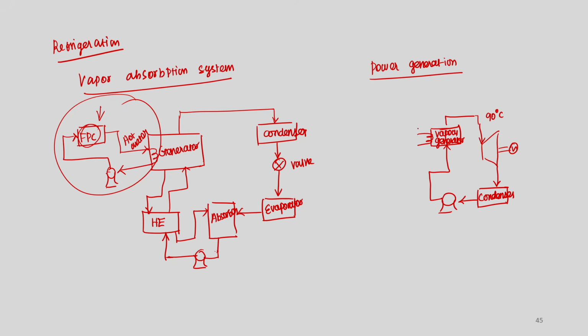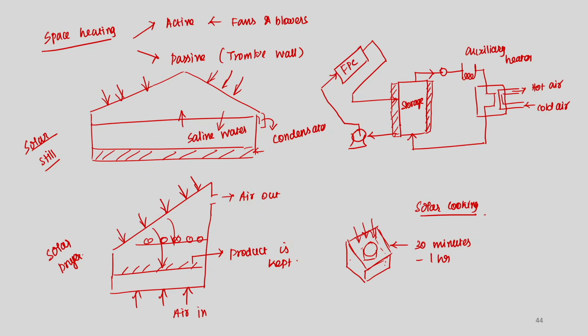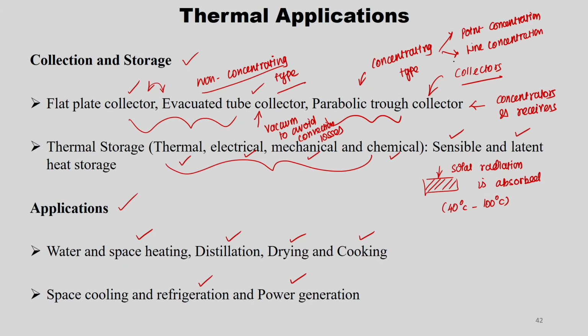You can directly use collector arrays and give them the heat, and this is pumped back to the FPC. Remember again, here we generated the vapor at around 90 degrees. If you require more temperature, for example 120 or 130, then it would be a wise idea to use PTC, the parabolic trough collector, which can cater to the need of higher temperature. That is all about the overall thermal applications of solar energy.